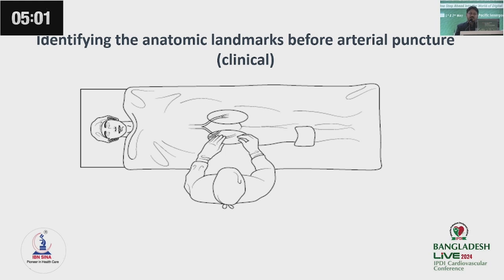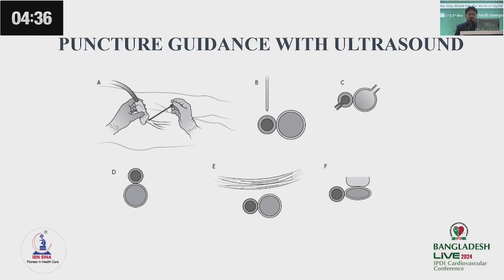First, we identify the anatomical landmarks for an arterial puncture. Usually at the clinical site, we palpate the artery, and use other anatomical landmarks such as the anterior superior iliac spine and pubic symphysis for identification of the femoral artery. So we call it a clinically guided identification. Puncture guided with ultrasound is nowadays the most common and favorite of the interventionist.